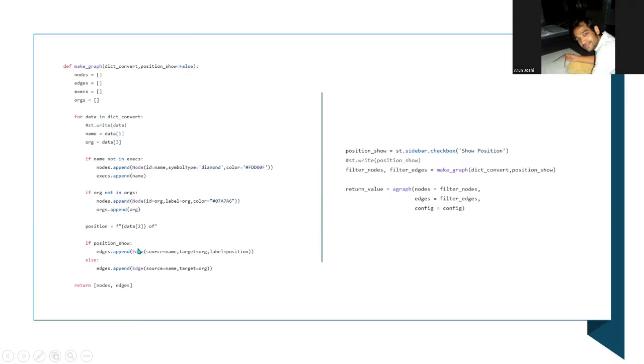We then also use position show. If that is checked in the application, it will show the position of each of our nodes' relationships. And then finally, using the Streamlit architecture, to show the position we use a sidebar checkbox. Then we call our make_graph function and return the values for nodes and edges.